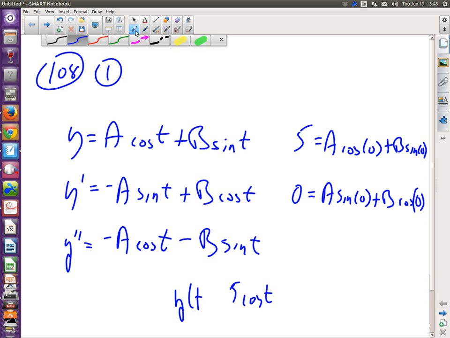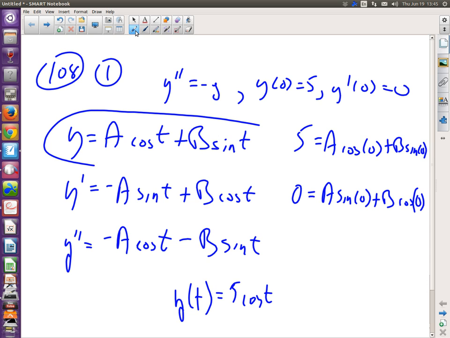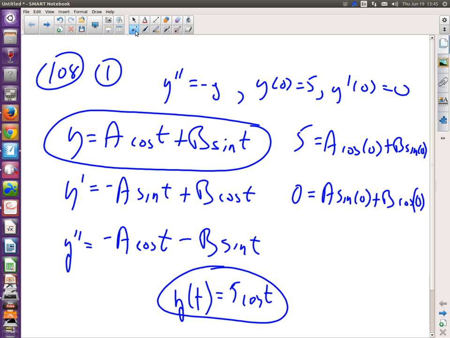Plus b sine t, but b is 0, so there you go. So there's a particular solution. So if we're solving y double prime equals negative y with y of 0 is 5 and y prime of 0 is 0, and we use this as our general solution, this is our particular solution to that second order differential equation, which is not variable separable, unless y double prime means acceleration, and then you can call that dv dt, and we can play around with stuff like that. Solve for v, like we've done. But anyway, let's leave it at that.